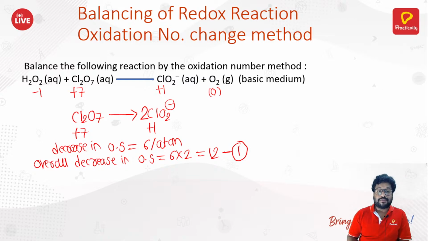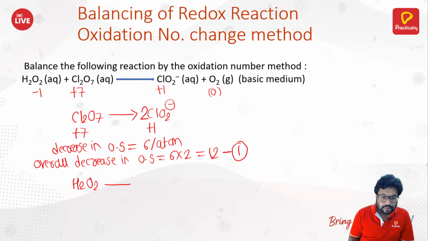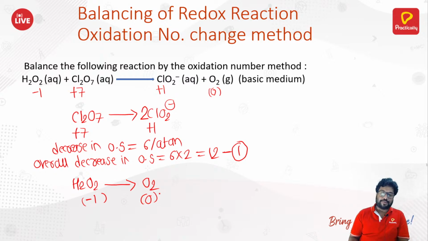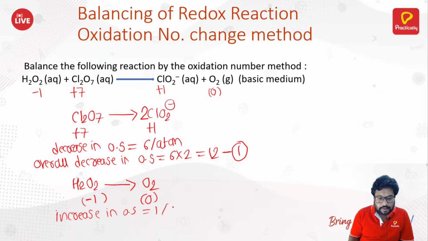Then you have equation number 2. H2O2 is giving you O2. Now in H2O2, oxygen was in a -1 oxidation state, so from -1 it is going to 0. Here the oxidation state of oxygen is 0, right? So if you write here, it's increase in OS. So increase in OS is equal to 1 per atom.